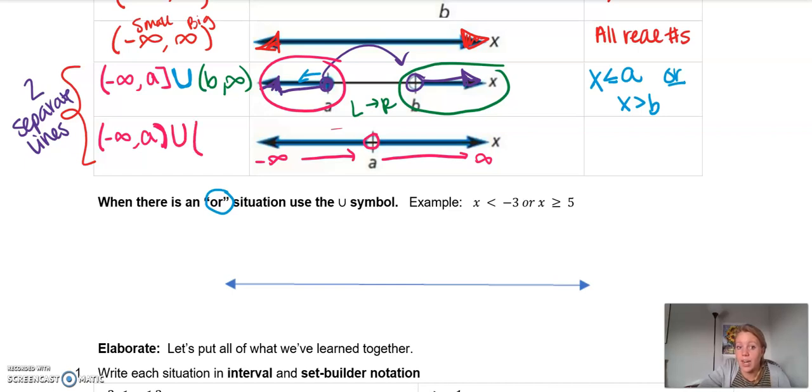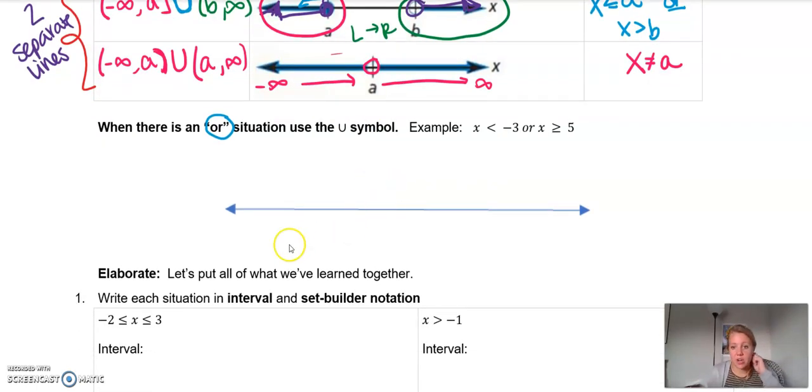Then we use the "or", and we're starting at a again, meaning we're not touching a, we're just really, really close to a. And we're going to infinity. Another way to write an inequality is that x just can't be equal to a. It can be anything at once, just not equal to a.